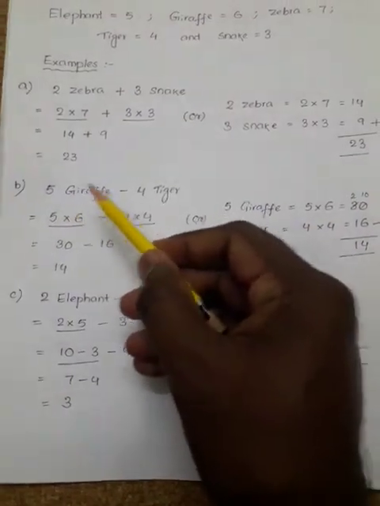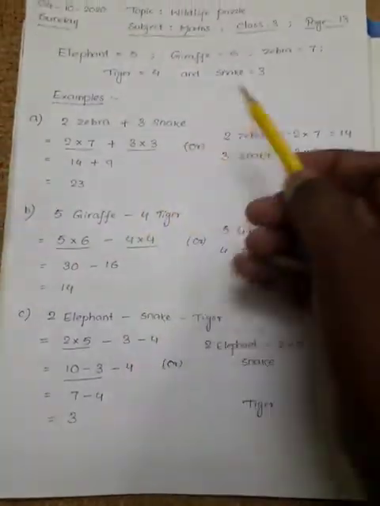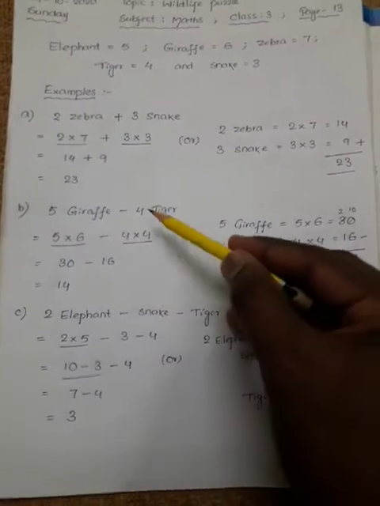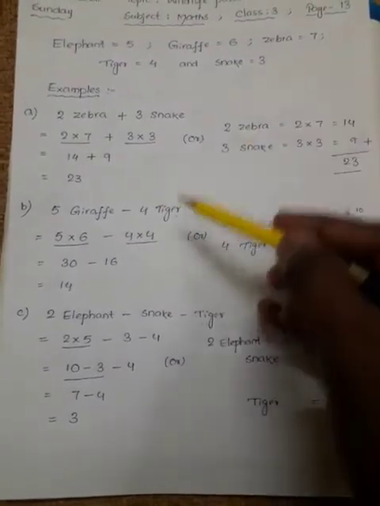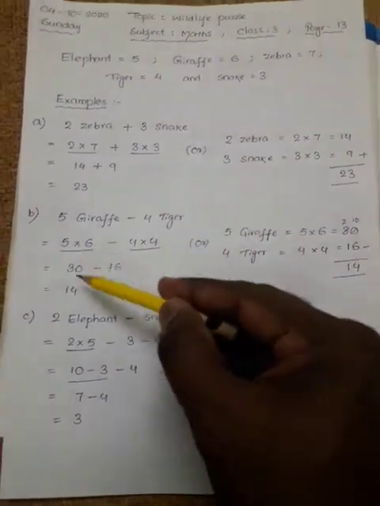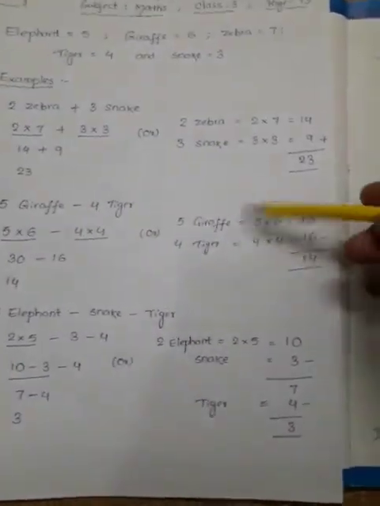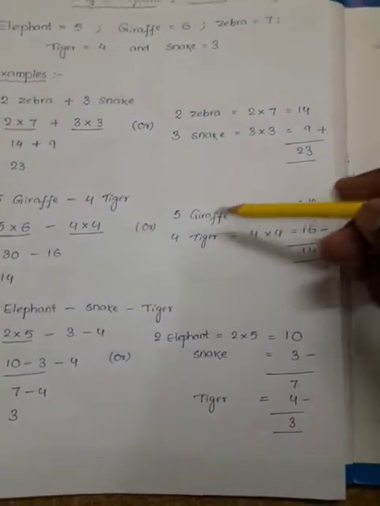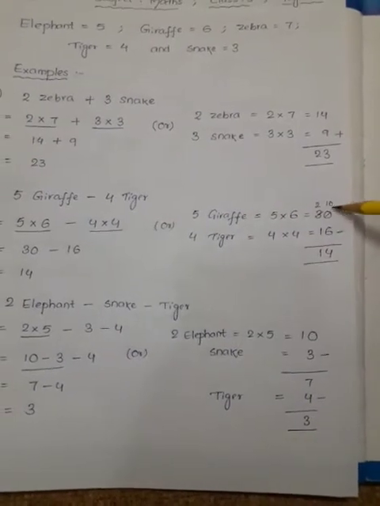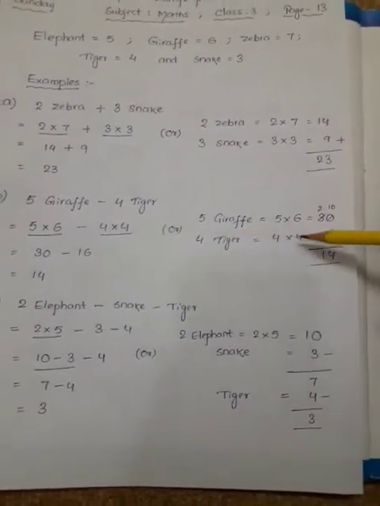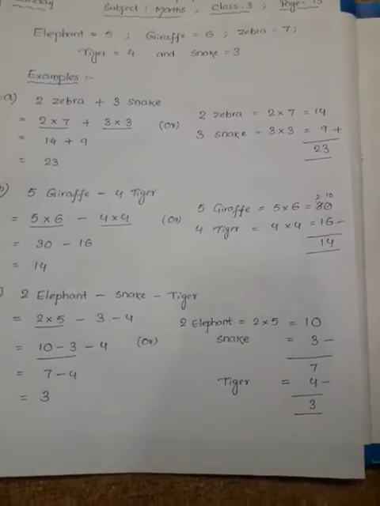Similarly here, 5 giraffe minus 4 tiger. The giraffe value is 6, and the tiger value is 4. So 5 sixes are 30, 4 fours are 16. So 30 minus 16 is 14. Or you can do it this way: 5 giraffe means 5 multiplied by 6 equal to 30, and 4 tiger, 4 multiplied by 4 is 16.